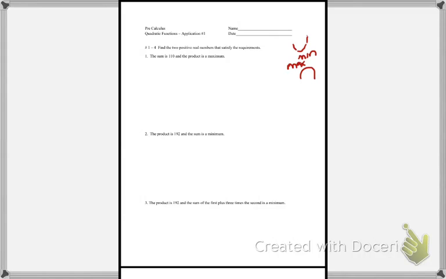So in 1 through 4, we need to find two positive real numbers. So we're going to let x equal the first real number, and we're going to let y equal the second real number. And these are positive numbers. Whenever they say maximize or minimize, this is the one that's going to go into your y1. So if the sum of these numbers is 110, we have x plus y is equal to 110.